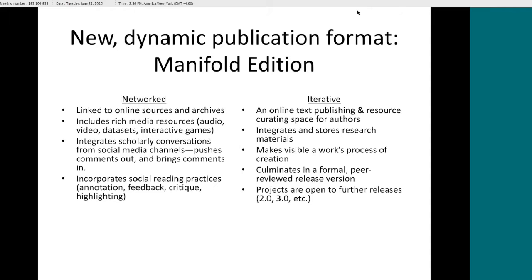And then on the iterative side, we want Manifold to be able to show not just that finished text, but all the work, or some of the work at least, that leads up to it. So the main unit in Manifold is not a book or an EPUB, but the project. And the project is composed of texts. One of those could be the print edition in the form of an EPUB, but one could be an early draft of a chapter or the author's notes or a book proposal. It could be any number of documents. And Manifold isn't prescriptive in terms of what those texts are and how they're structured.